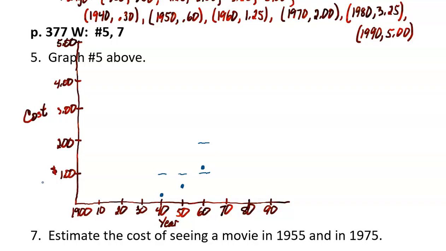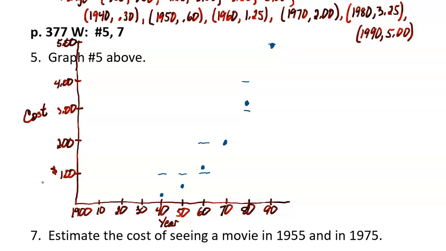So straight above the 70, put a dot at the level on the paper that lines up with $2 on the y-axis. In 1980, I want $3.25. So right here is level with the 3. Here is level with the 4. So $3.25 is about right here. And in the year 1990, it's $5. So straight above the 90, all the way up to the height, level with the $5 on the y-axis.